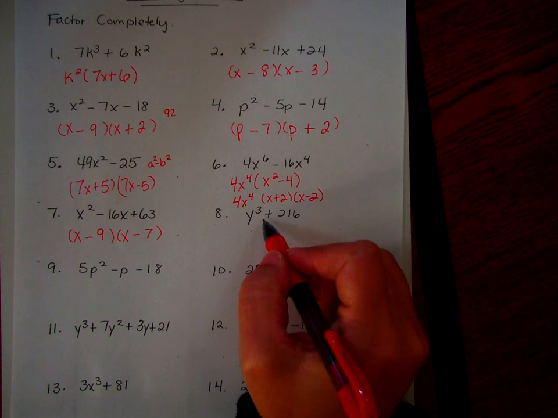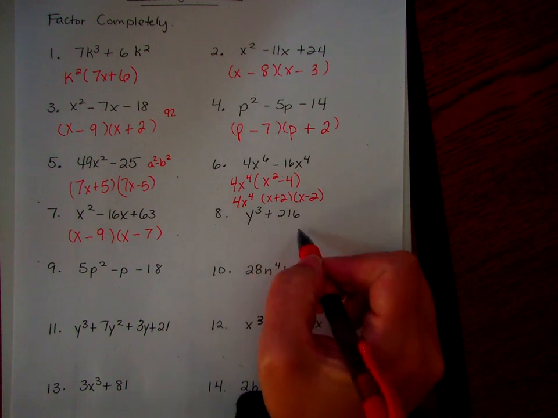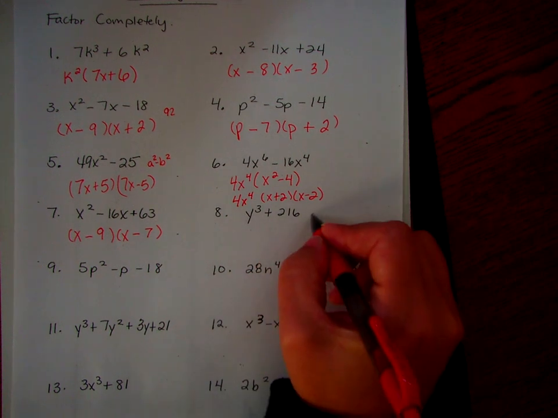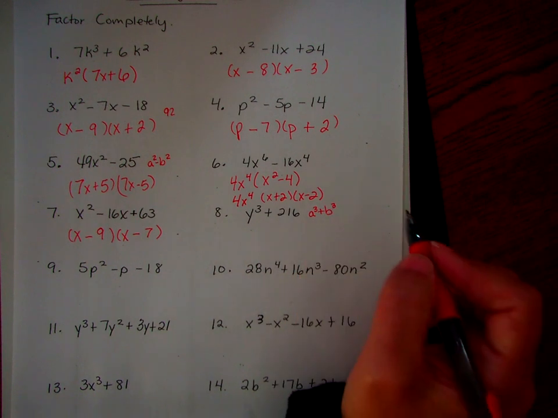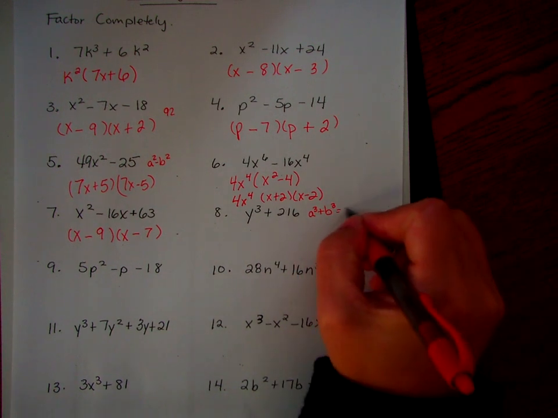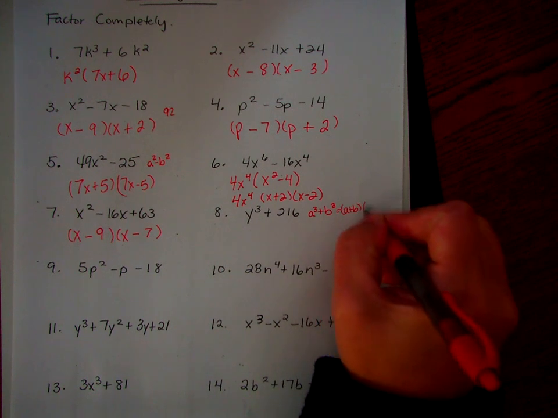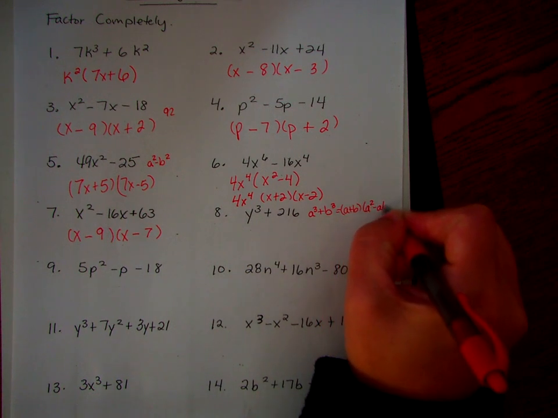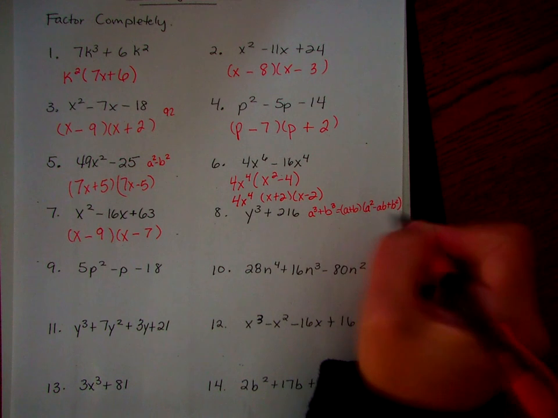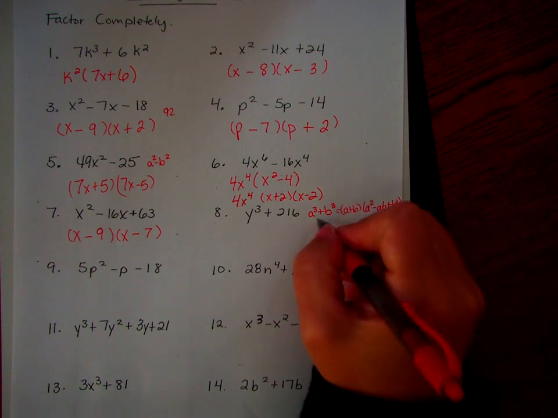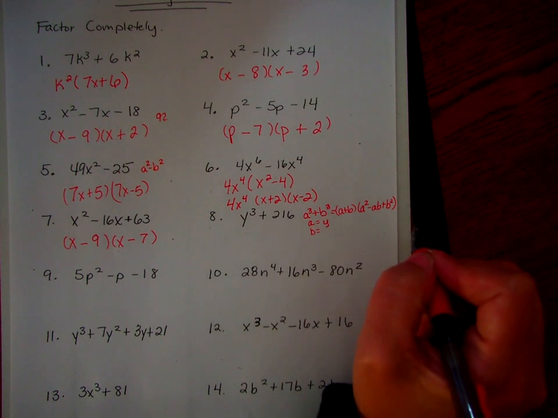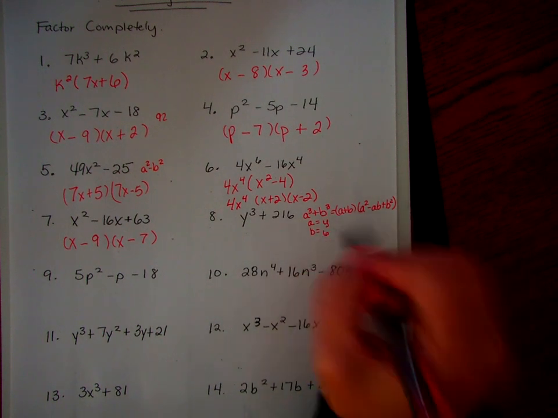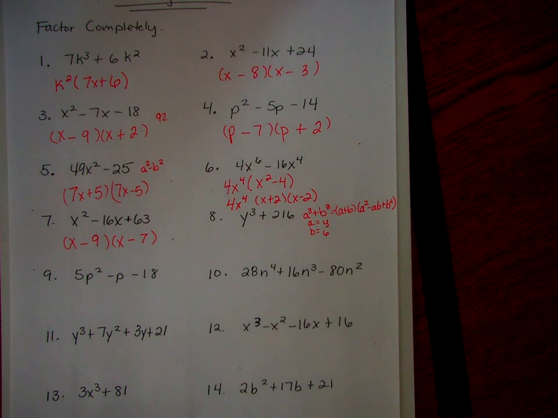Here, whenever you see a cube, I want you to go check to see if 216 is also a cube. So what you're looking at here is a sum of cubes, and we have our formula, so a plus b is in our first parenthesis, and then a squared minus ab plus b squared. So you're going to have to figure out what a is and b. A would be y, there's 3 y's in y cubed. And b would be 6 because there's 3 6's in 216.